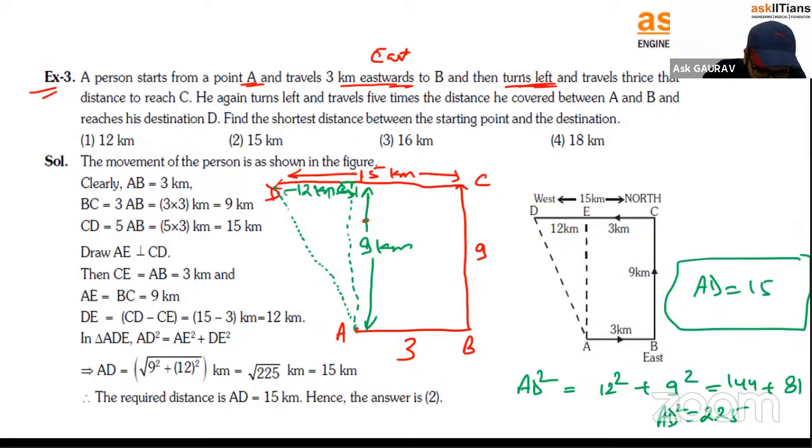Yes, CB will be 9 and EA will be, yes, 9. Not because of the triangle, but because of your parallelogram, right? Your ABCE will be a parallelogram. So the distance will be 9 and 9. Opposite sides are equal in a parallelogram and parallel also, right?